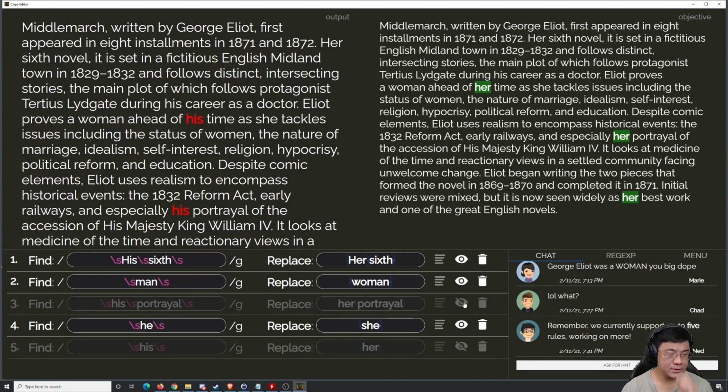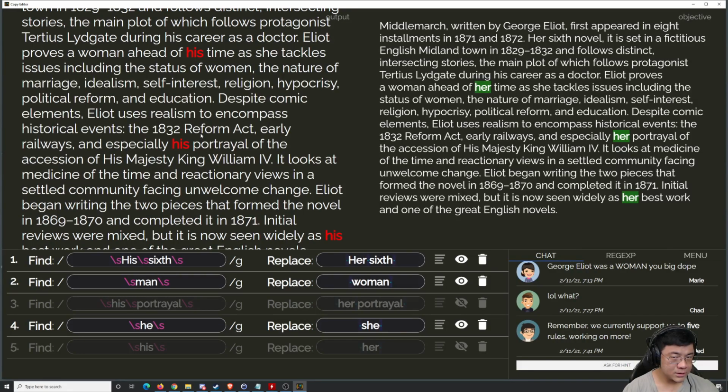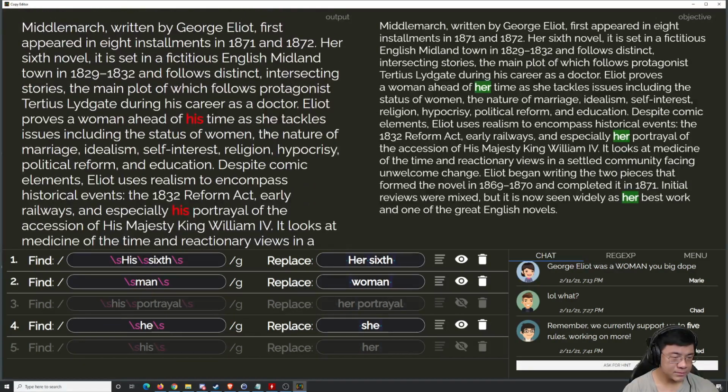Hold on, turning those off. "His portrayal is time." "Her time, her portrayal, her best work." I think the way you want to do it is switch all the "his" to "hers," and then do something on one of the "hers" you just switched. Yeah, switch to "her" and switch it back, basically. That makes sense.